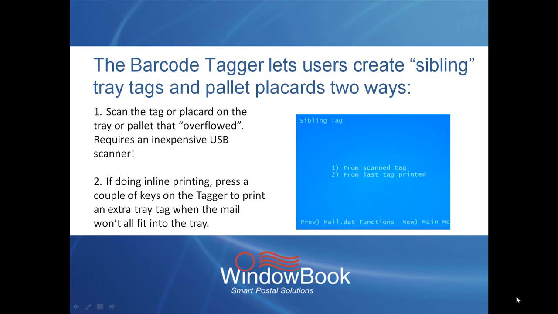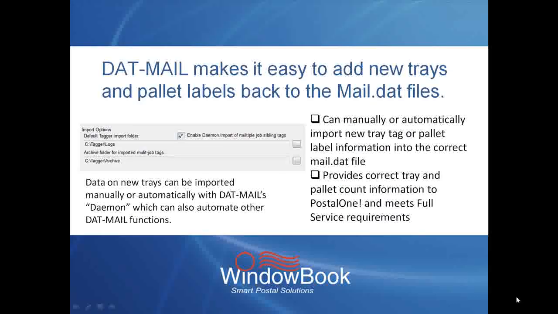You might want to consider one that can read 4-state intelligent mail piece barcodes, though, since in the future you may be able to put that capability to good use. For those mailers who are doing inline printing on the production line, when they need an additional tag because a tray has run out of room, they need only to press a couple of keys on the tagger to create the extra sibling tag for the overflow tray. No scanner is needed.